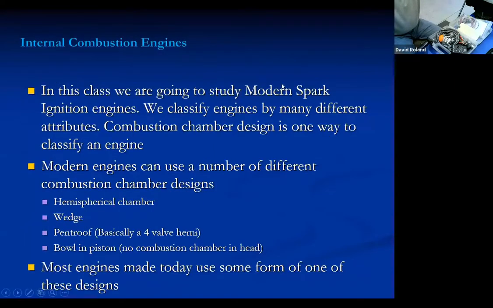We're going to talk about spark ignition engines in this class. There are diesels. Diesels don't have spark plugs. They don't need spark plugs and can run without them, because we call a diesel engine a compression ignition engine. We squeeze the air so tight that it becomes hot and will start the fire all by itself. That's called compression ignition, and that's a different design from what we're studying today.